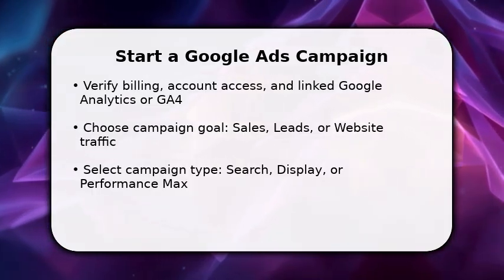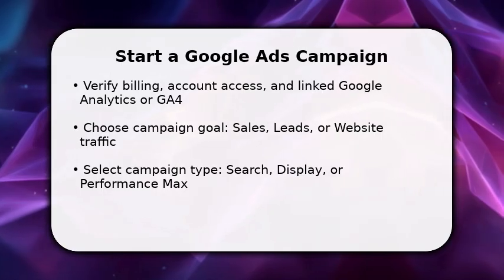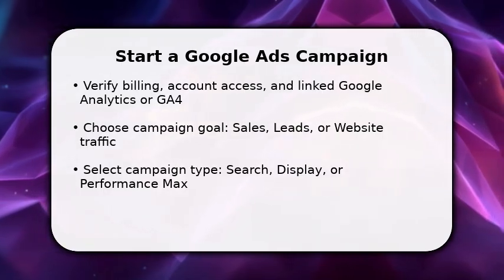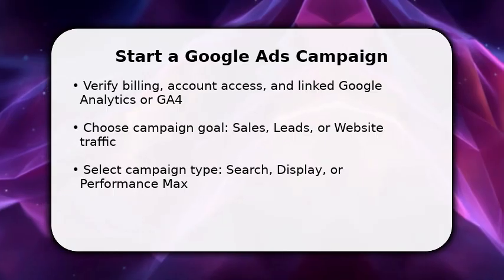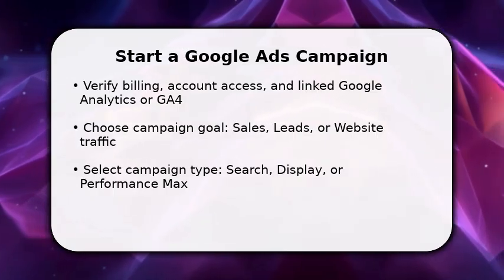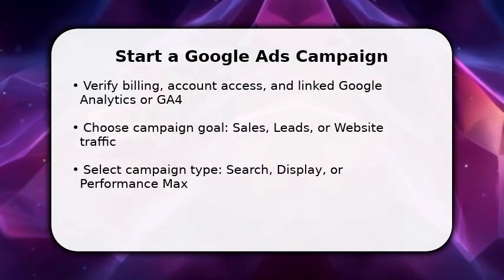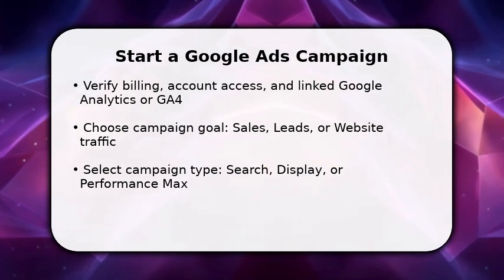Once done, set your daily budget and bidding strategy, like maximize conversions or manual CPC, because this controls spend and optimization. Make sure conversion actions are defined before you launch to measure results accurately.